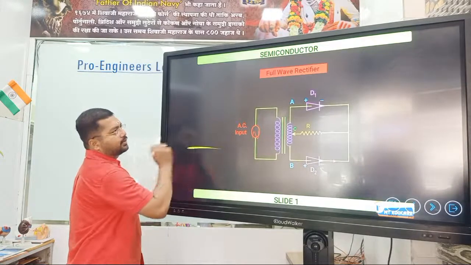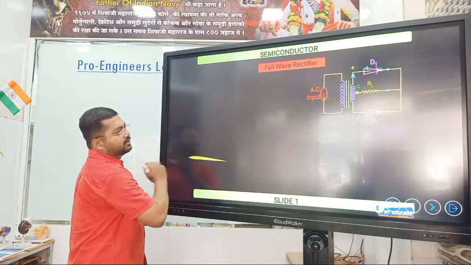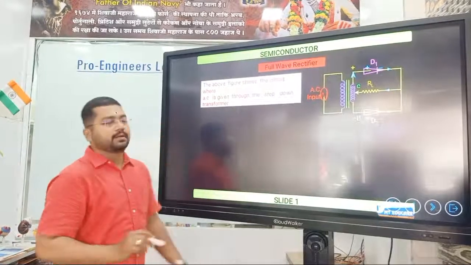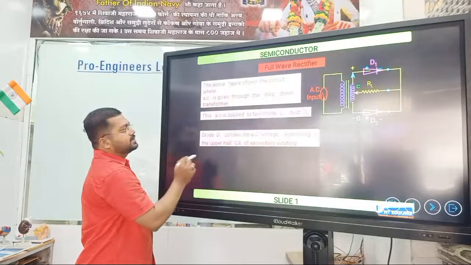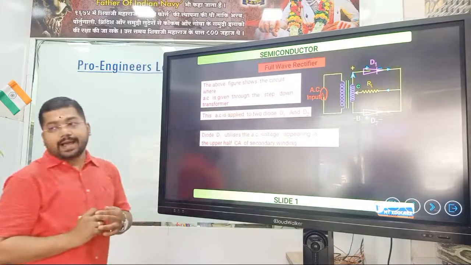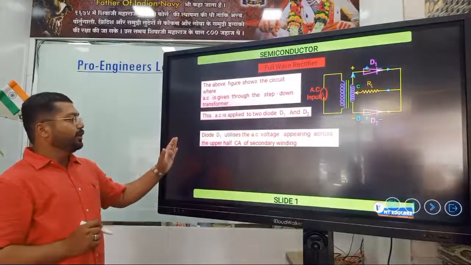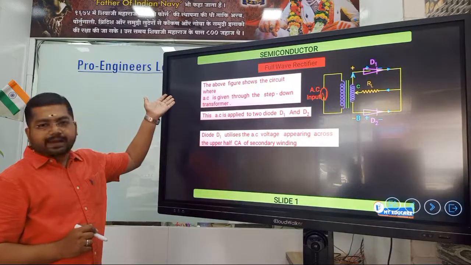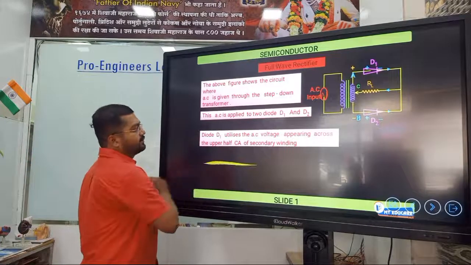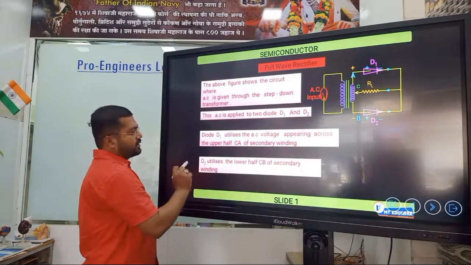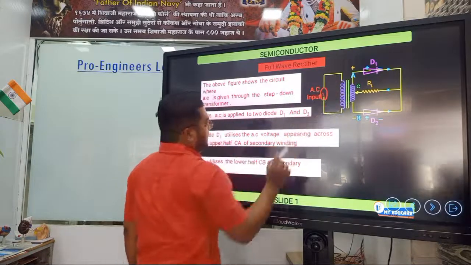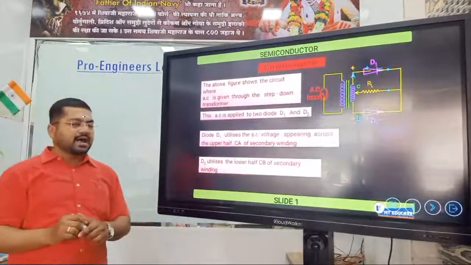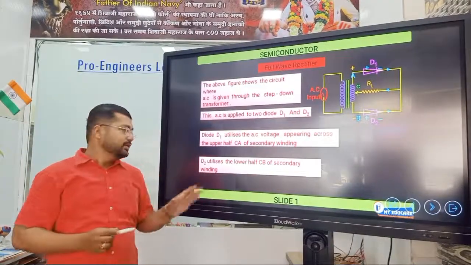Diodes D1 and D2. Now we have to see the working of it. The figure shows the circuit where AC is given through the step down transformer. Now this AC is applied to two diodes D1 and D2. Diode D1 utilizes the AC voltage appearing across the upper half, CA, of the secondary winding. D2 utilizes the lower half, CB, of the secondary winding.